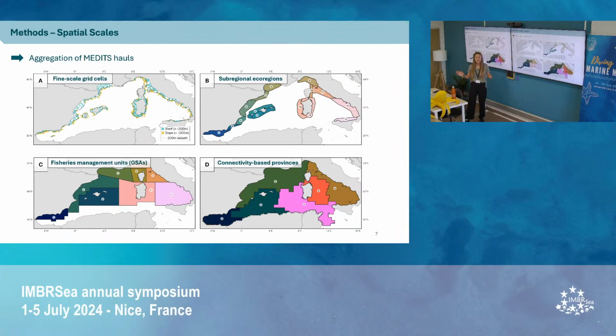Then I aggregated these hauls, that were data per year, into a single value for each spatial unit within each spatial scale. So we have the first spatial scale, the finest one, which is hexagonal grid cells of 0.1 degree. Then sub-regional ecoregions based on existing knowledge. Fisheries management units, GSAs, defined by the General Fisheries Commission for the Mediterranean. And the largest one, connectivity-based provinces.